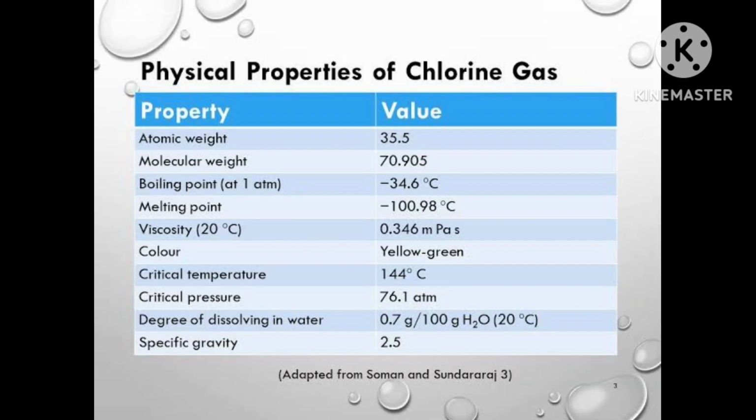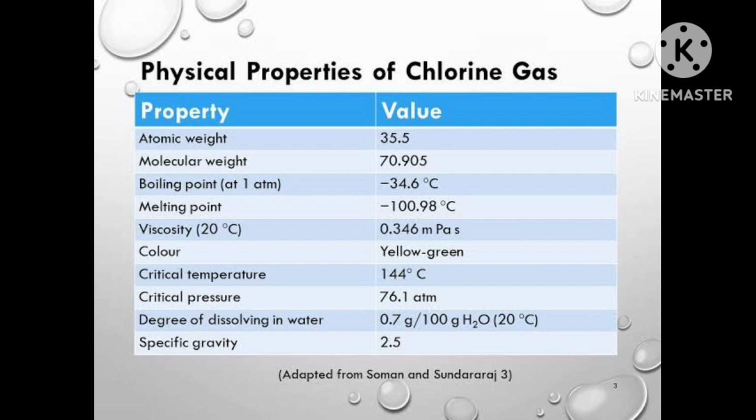H2O gives two products, 2HCl plus O, nascent oxygen O. Any colored substance plus O gives colorless substance. Means a colorful substance became colorless due to the bleaching action of nascent oxygen O.